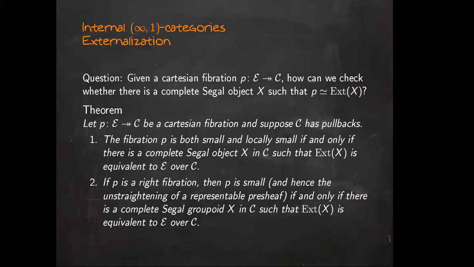So as a special case, and this is to no surprise, if P is a right fibration, then P is small, meaning it is itself a representable presheaf, because the core of a right fibration is itself. Then it is small if and only if there's a complete Segal groupoid whose externalization it is, which basically just means P is small if it's representable. This is just a fancy way to state the obvious. It just pops out, and it's nice as a juxtaposition of these two things.